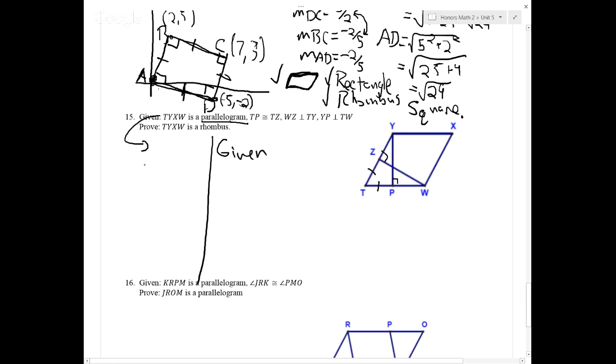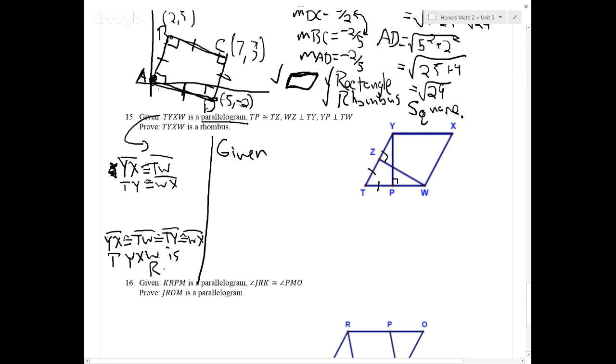Now, I already know opposite sides are the same. So I know that YX, not angle, YX is congruent to TW. And I know that TY is congruent to WX. My goal here is to get YX congruent to TW, congruent to TY, congruent to WX, because that's going to lead me to saying that TYXW is a rhombus, since the definition of rhombus says 4 congruent sides in a parallelogram.